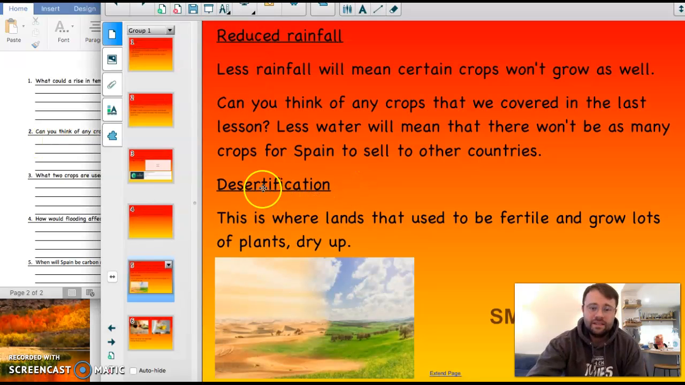Okay, desertification. This is where lands that used to be fertile and grow lots of plants dry up. Basically, no water means that this land, which was once soft and able to grow lots of plants and fruit and veg, has just become hard and dead, like a desert.